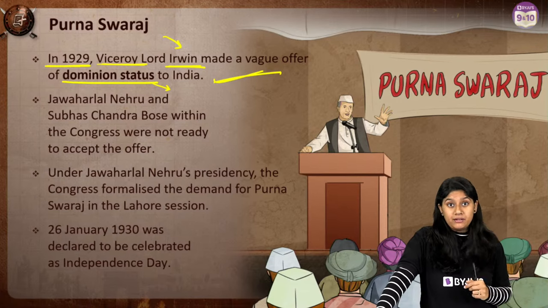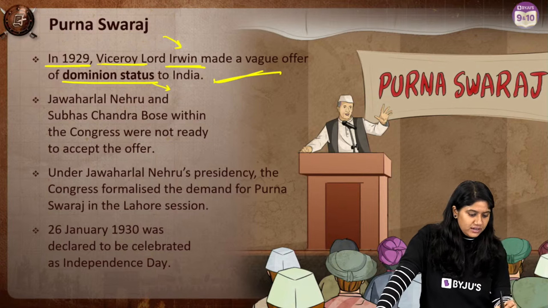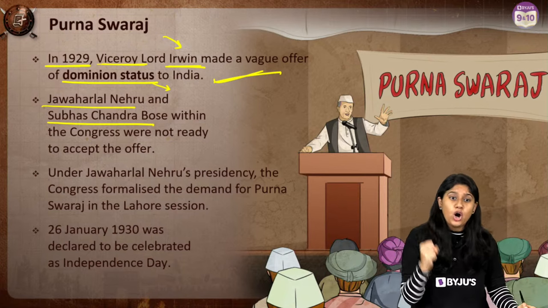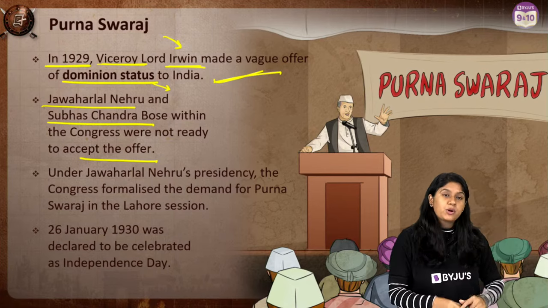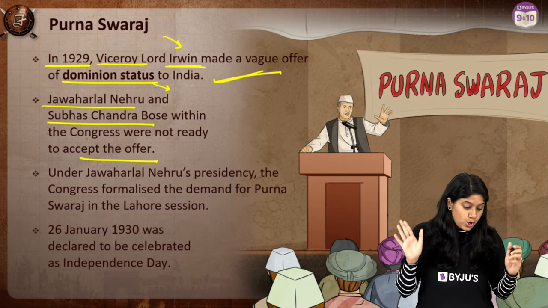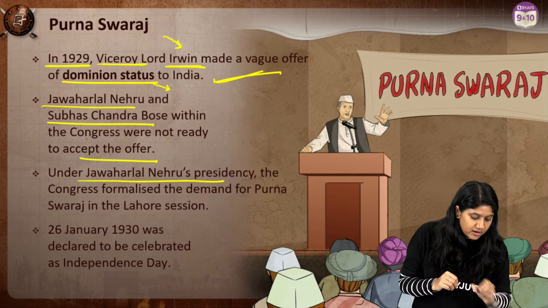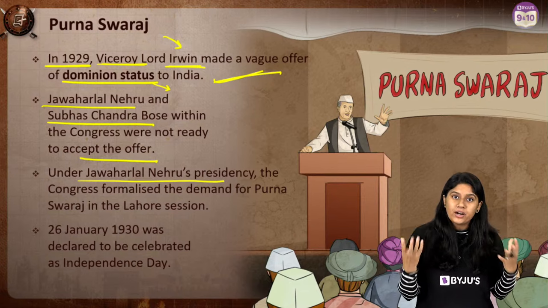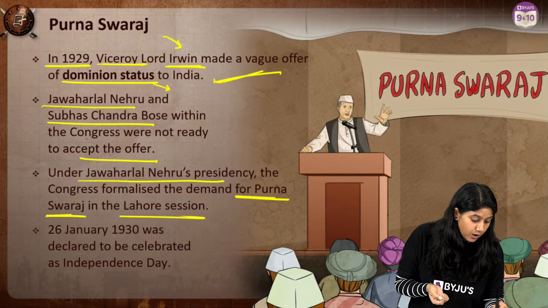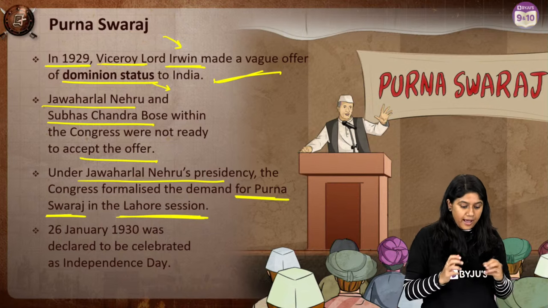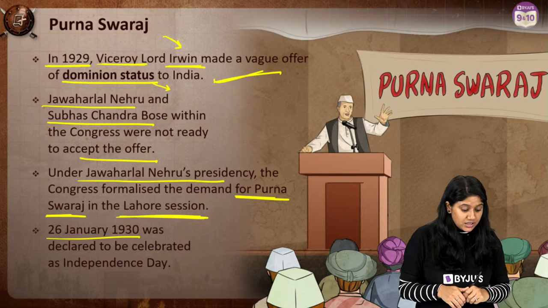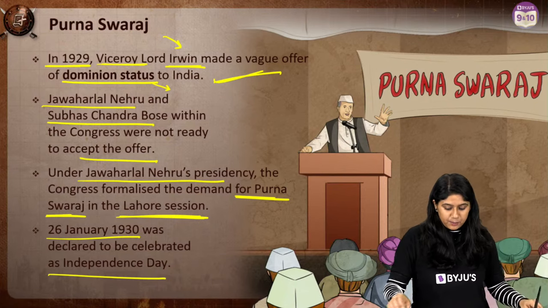After this offer, definitely Jawaharlal Nehru, Subhash Chandra Bose, the young leaders, were not ready to accept it because they knew they wanted Purna Swaraj, full freedom. So under the Jawaharlal Nehru presidency, they had a Purna Swaraj session in Lahore. And they declared that on 26 January 1930, we will celebrate it as our Independence Day.